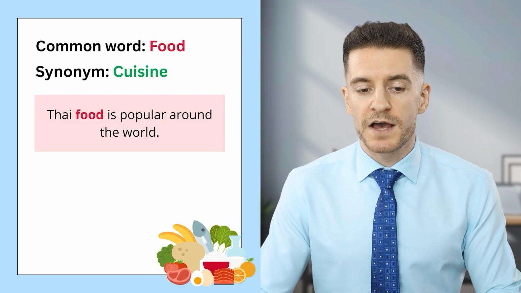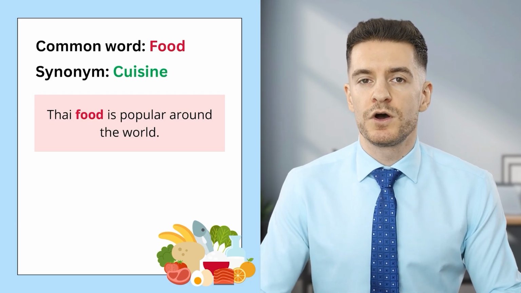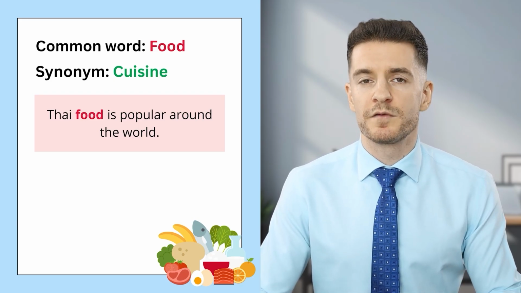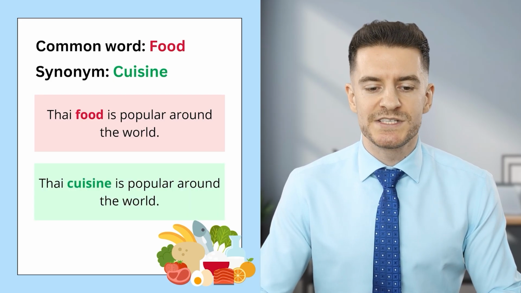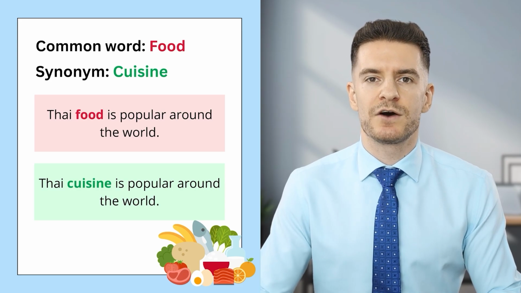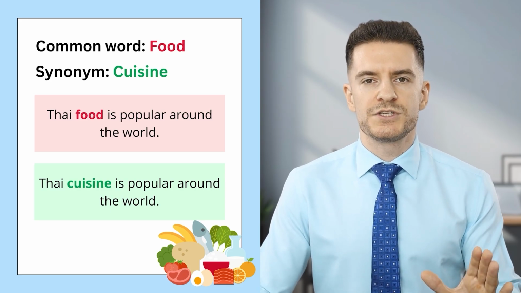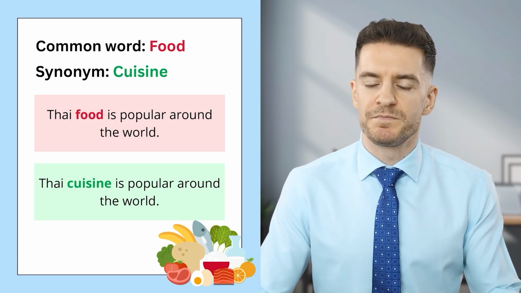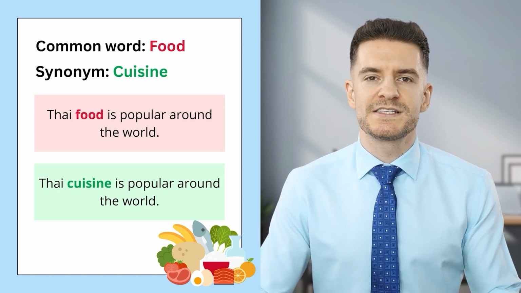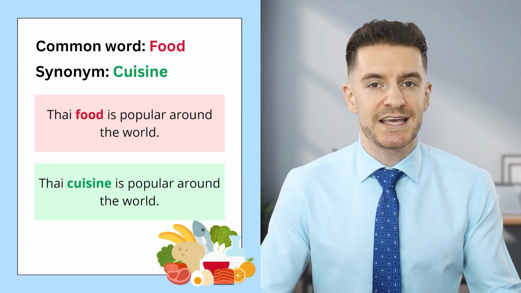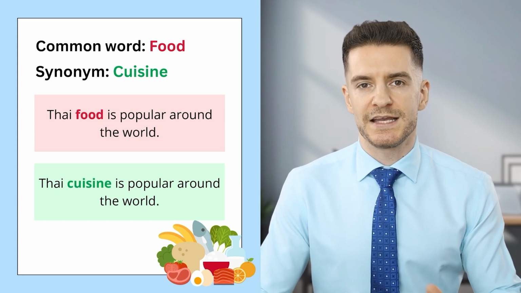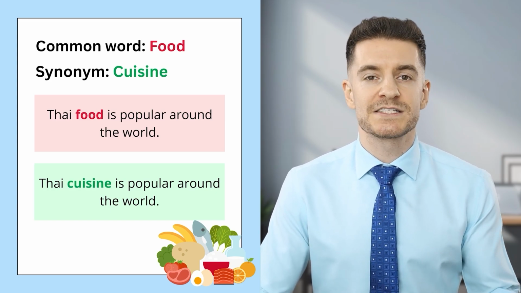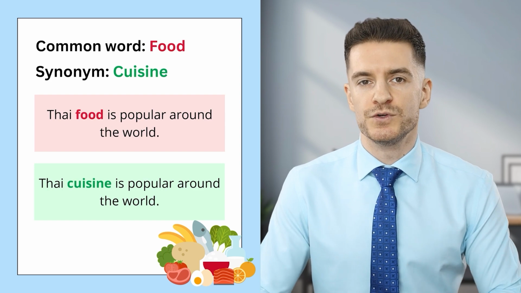So for example, Thai food is popular around the world. Well, to make that more professional, we could say Thai cuisine is popular around the world. Now, just be careful because we can't always use cuisine instead of food. So for example, we couldn't say I like fast cuisine or junk cuisine. No, we'd have to say fast food or junk food.